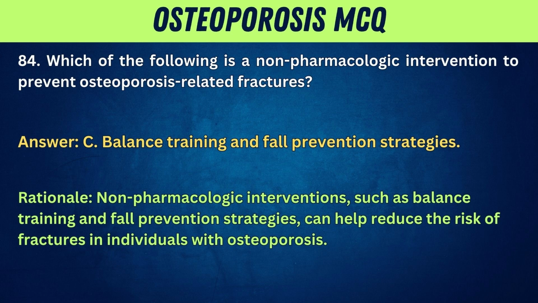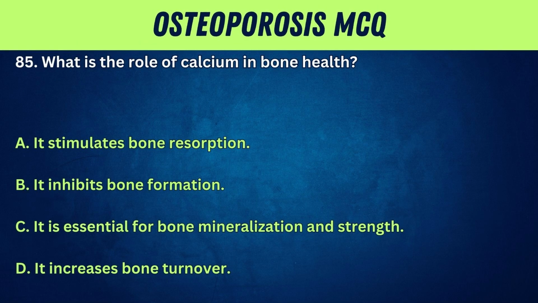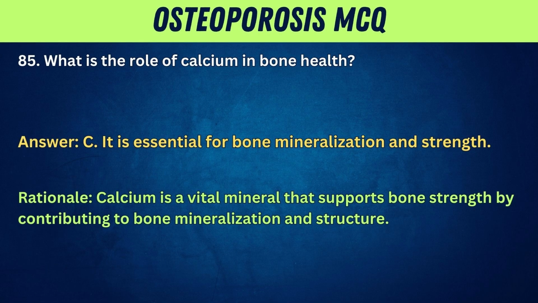85. What is the role of calcium in bone health? A. It stimulates bone resorption. B. It inhibits bone formation. C. It is essential for bone mineralization and strength. D. It increases bone turnover. Answer: C. It is essential for bone mineralization and strength. Rationale: calcium is a vital mineral that supports bone strength by contributing to bone mineralization and structure.